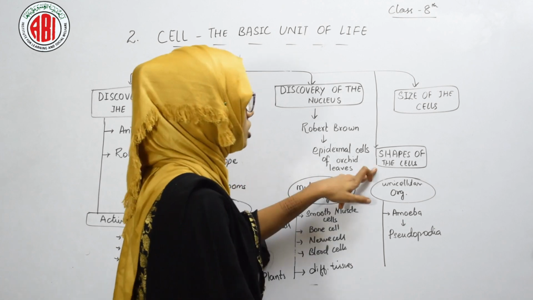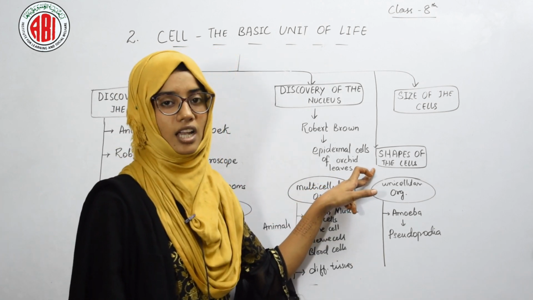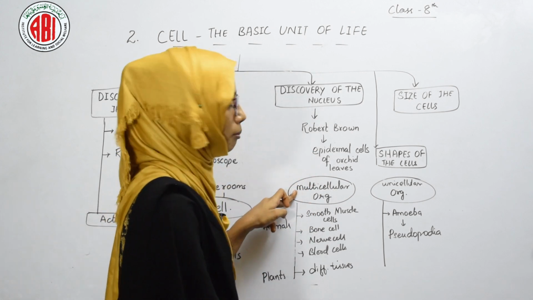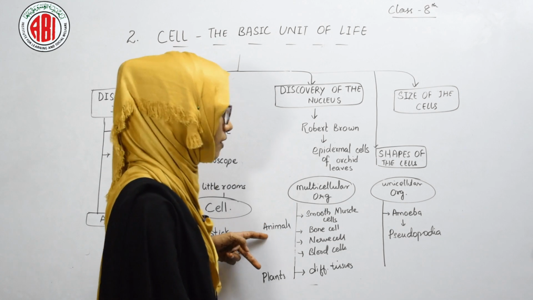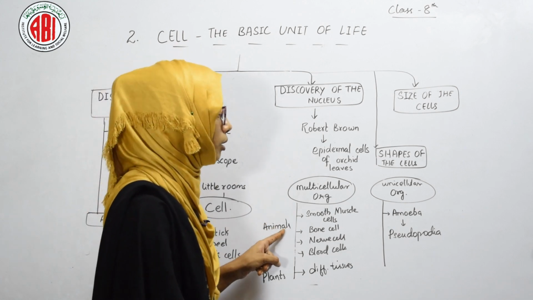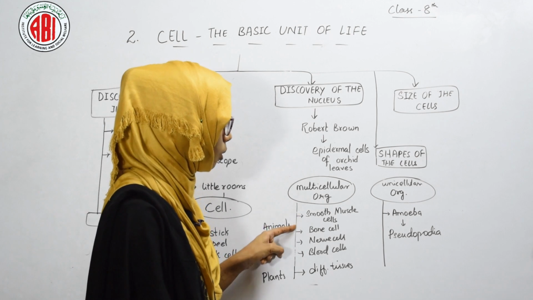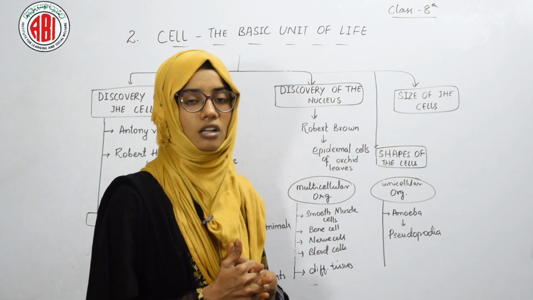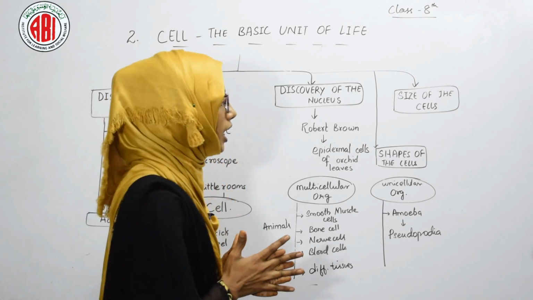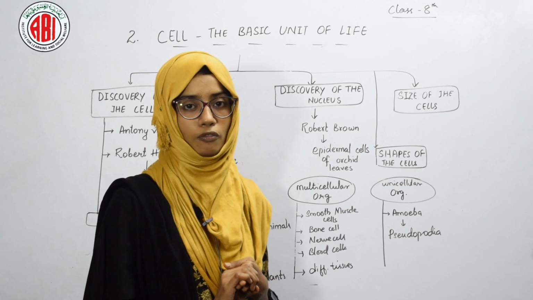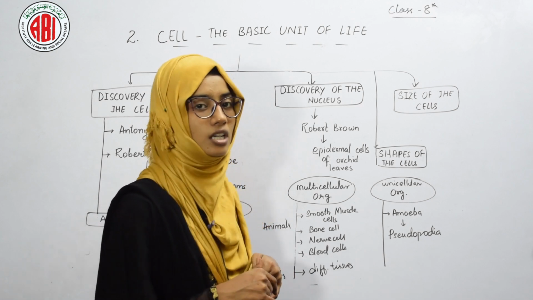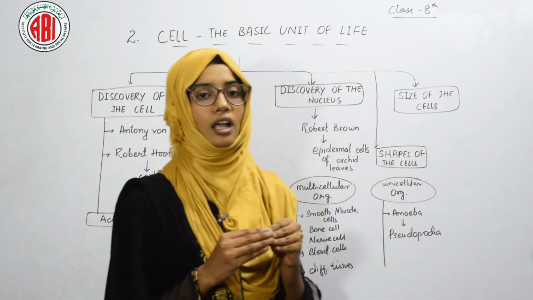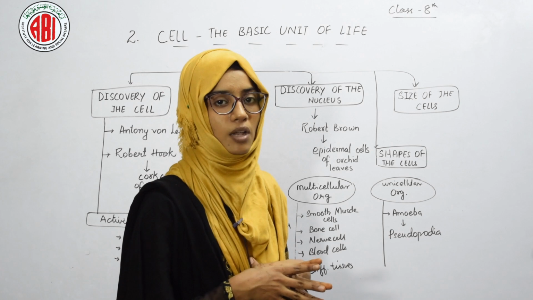The next is shapes of the cells. There are different shapes present in different bodies. When we talk about multicellular organisms, we can take the examples of animals and plants. We have learned about the different shapes of smooth muscle cells, bone cells, nerve cells and blood cells. And in the plant, when we did thin section cutting of the tridax plant or the spinach plant, we observed the 4 major types of tissues which carry out different functions in the plant body. So by this we came to know that cells are not alike in shape. They are of different shapes based on their function.